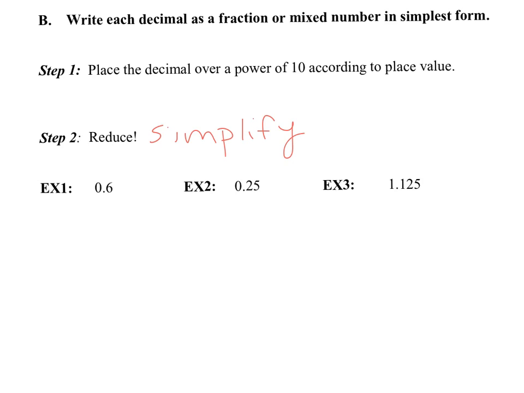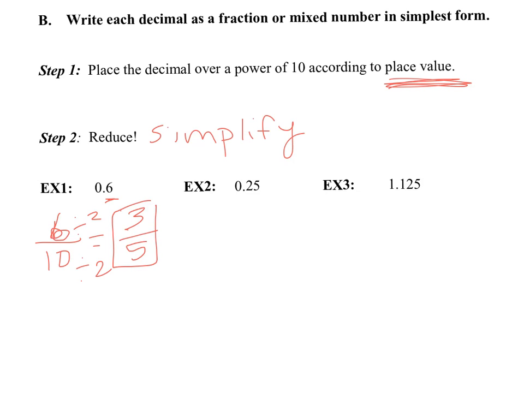So for example 1, we have 0 and 6 tenths. So we always want to pay attention to the place value. That is the key thing. So the place value of the 6 is the tenths place. So I take the number 6 and I put it over 10. And as you can tell, 6 and 10 are both even numbers, so it can be reduced. And we are going to simplify it by dividing by 2, top and bottom. And we end up with 3 over 5. And that is my final answer.